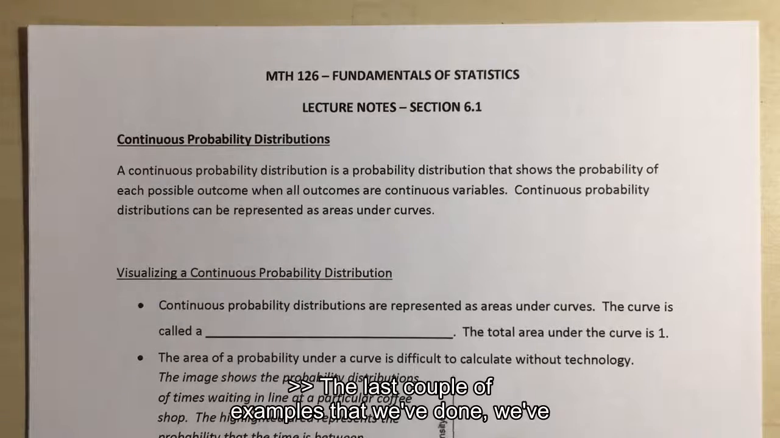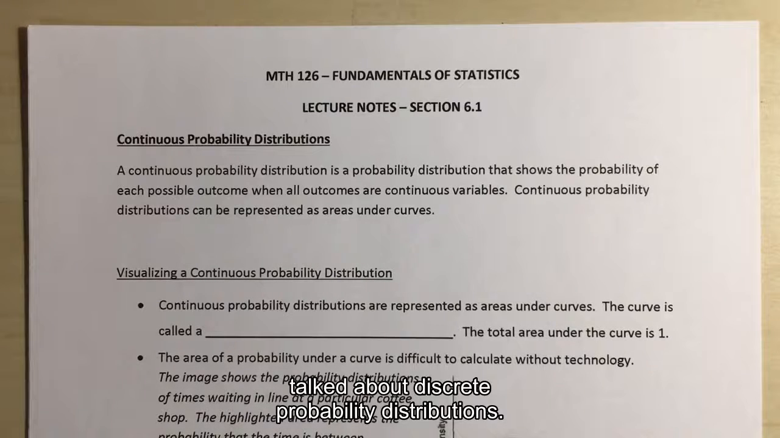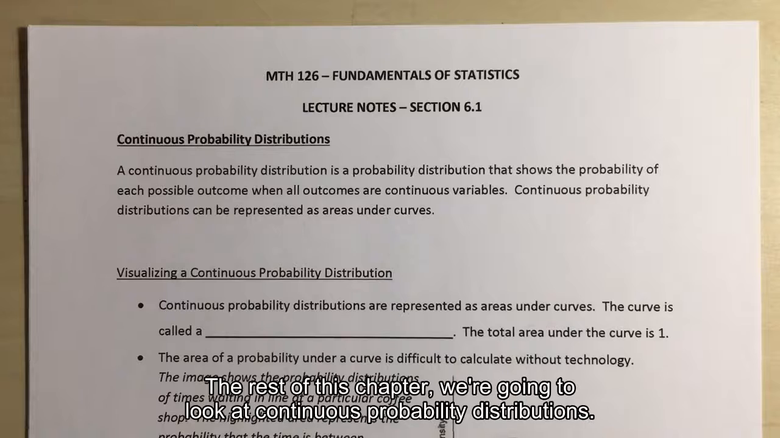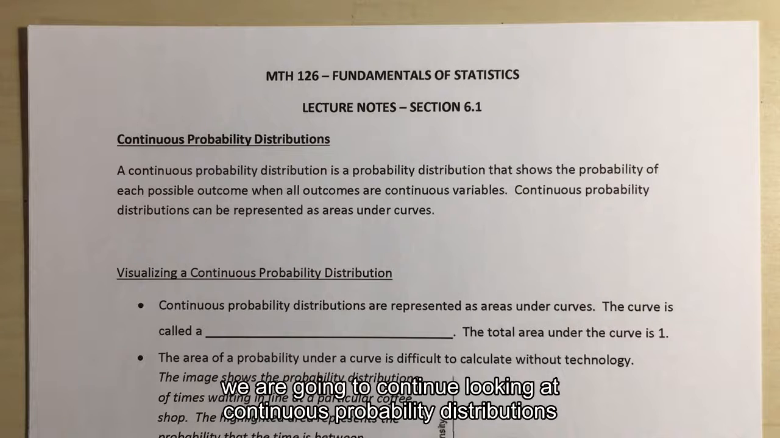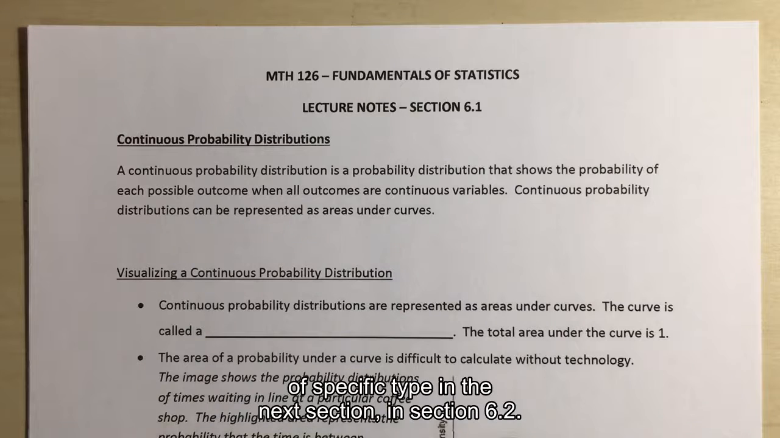Okay, so the last couple of examples that we've done, we've talked about discrete probability distributions. The rest of this chapter, we're going to look at continuous probability distributions. So we're going to start this at the end of this section 6.1, and then we are going to continue looking at continuous probability distributions, a specific type, in the next section, section 6.2.